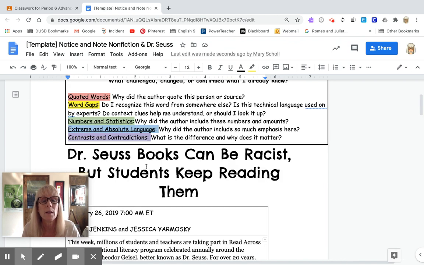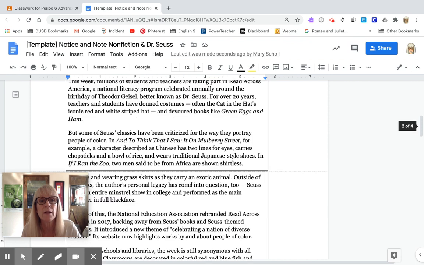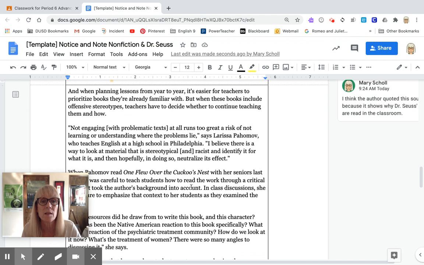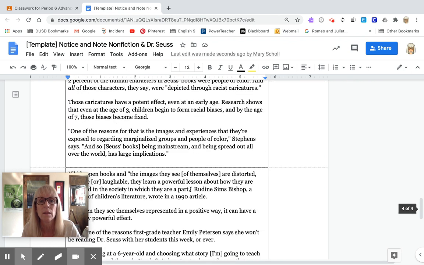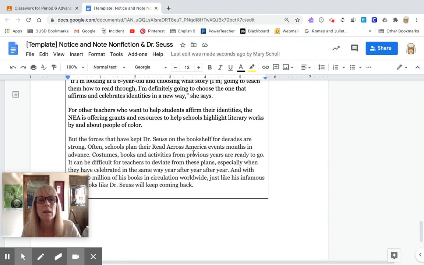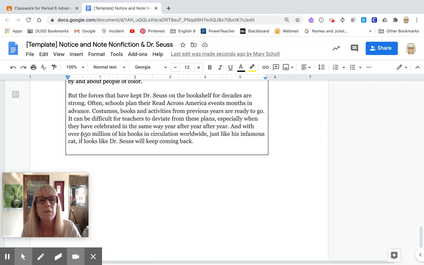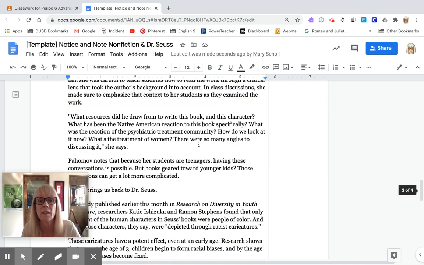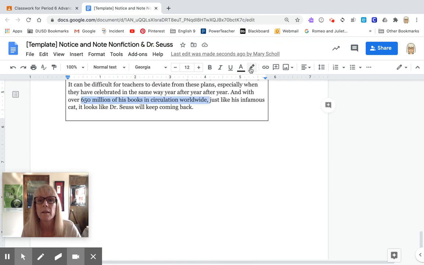Let's do the third one, numbers and stats. So we're going to scroll down. Where do we see any numbers or stats or statistics? Okay. I think in the very end, there was one. 650 million of his books are in circulation worldwide. And I have to go back because I can't remember. So that has to be highlighted in green. I'm going to go back, highlight it in a lighter green so I can see it.